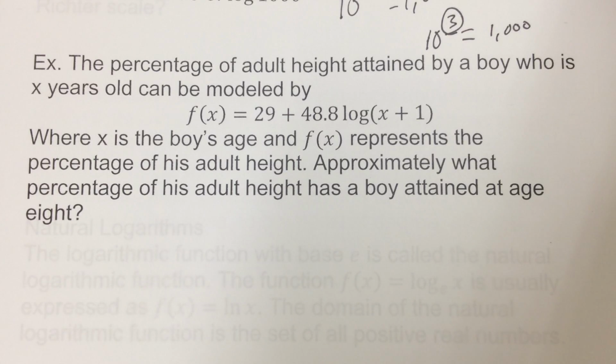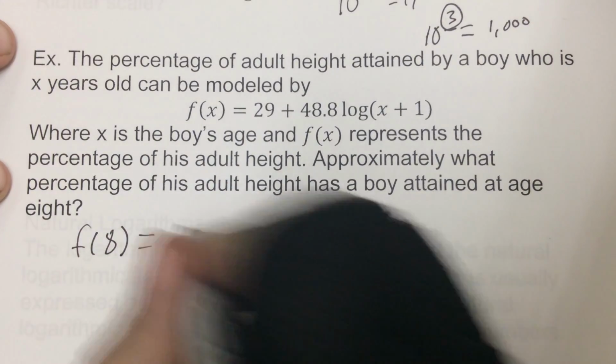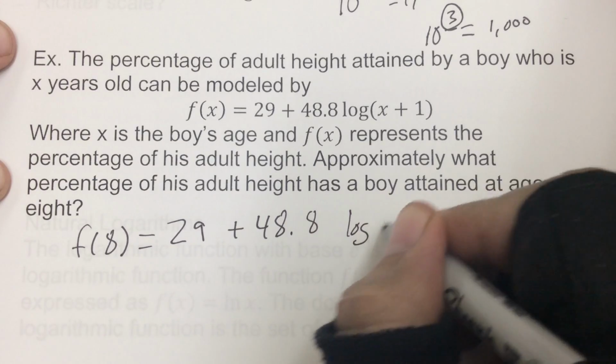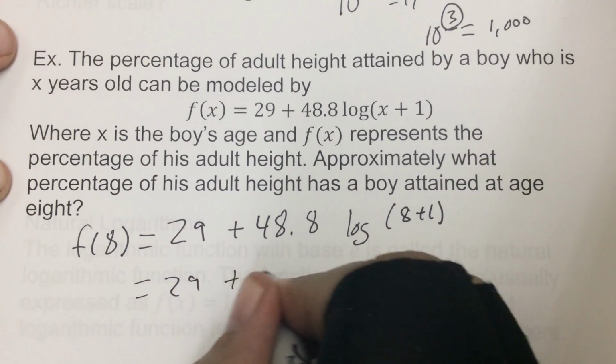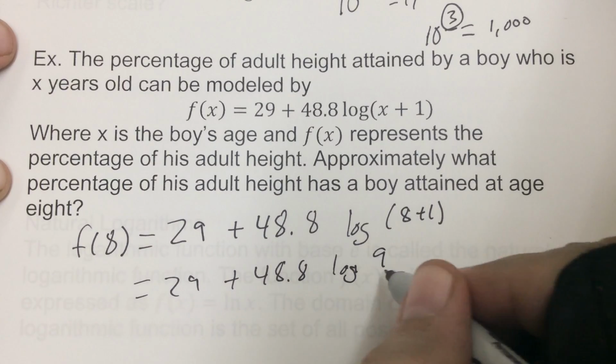The percentage of adult height attained by a boy who is x years old can be modeled by f of x equals 29 plus 48.8 log of x plus 1, where x is the boy's age and f of x represents the percentage of his adult height. Approximate what percentage of adult height the boy has attained at age 8. So 8 is going to be our x, so we're going to find f of 8. That's 29 plus 48.8 log of 8 plus 1, in other words, 29 plus 48.8 log of 9.